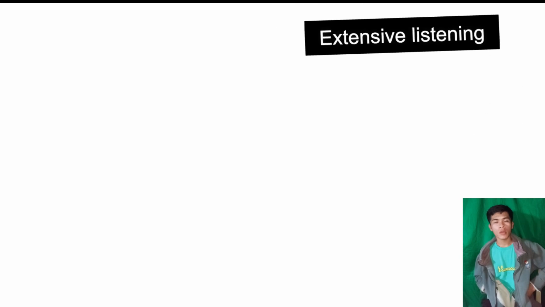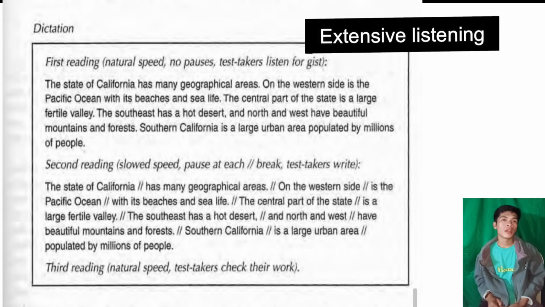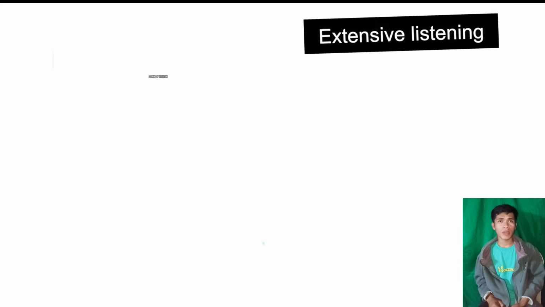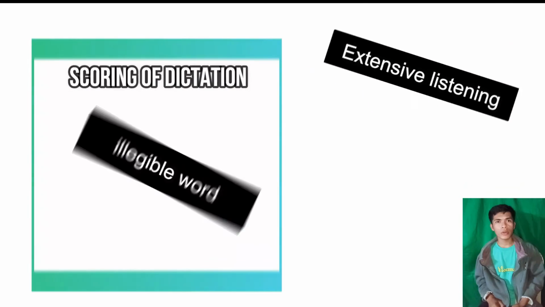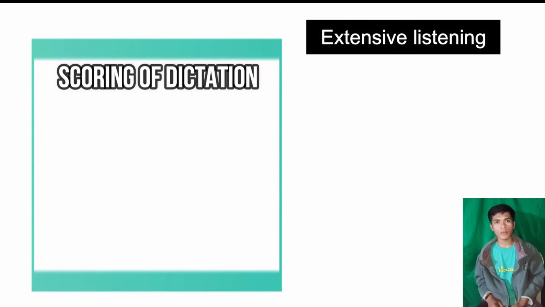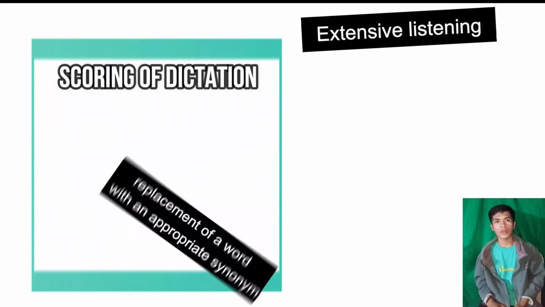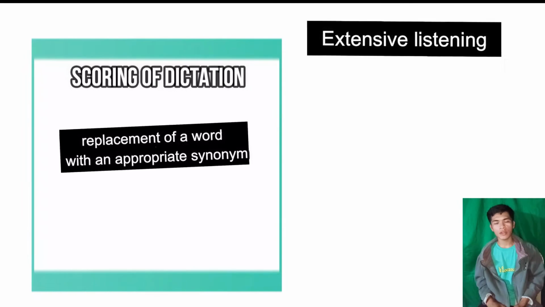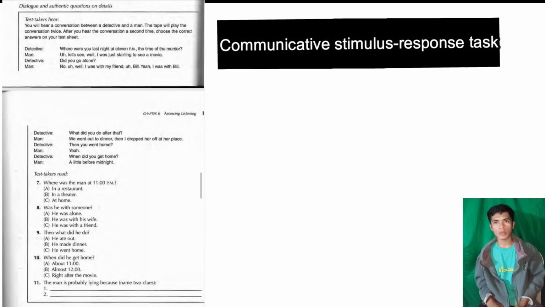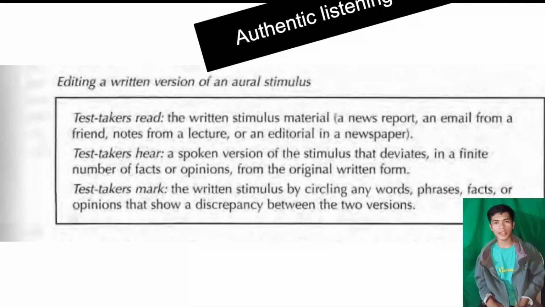Extensive listening, we have dictation. The scoring covers spelling errors, illegible words, skipped words, grammatical errors, permutation of words, additional words not in the original, and replacement of a word with an appropriate synonym. We also have the communicative stimulus-response task and the authentic listening task.